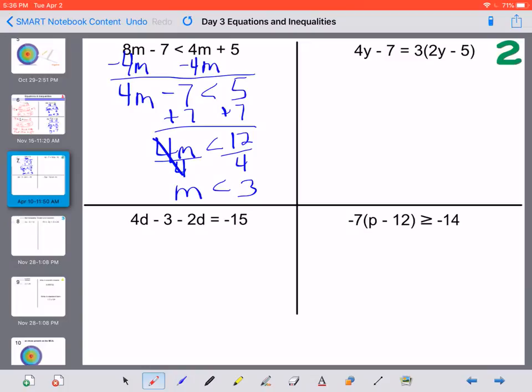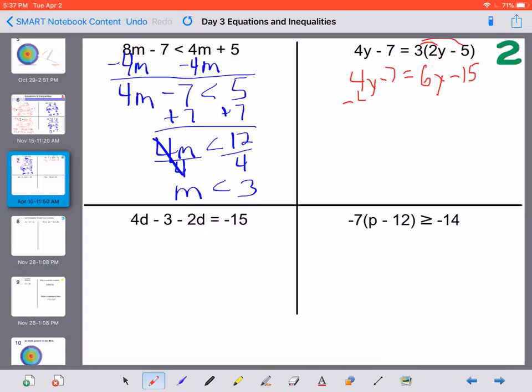Here what I see first are parentheses. So what I'm going to do with those is distribute the 3. So 3 times 2y is going to give 6y. 3 times negative 5 is negative 15 equals 4y minus 7.